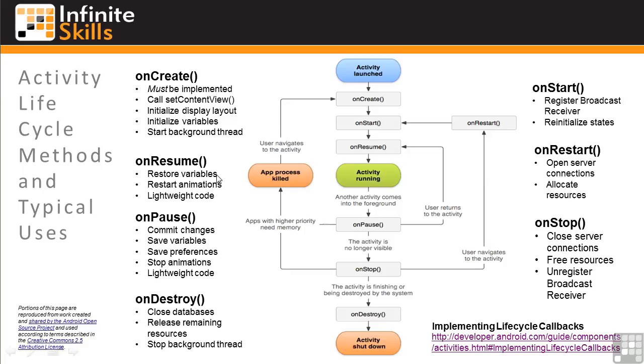This is because the onResume method could be executed frequently depending on how often the user navigates away from and back to the application. When the user navigates away from the app, the onPause method is invoked. In this method, typical actions are to commit changes, save variables and preferences, and stop animations. And the onPause method should also be lightweight code. In the onDestroy method, typical actions are to close databases, release resources, and stop background threads.